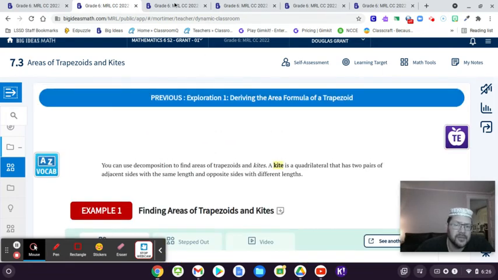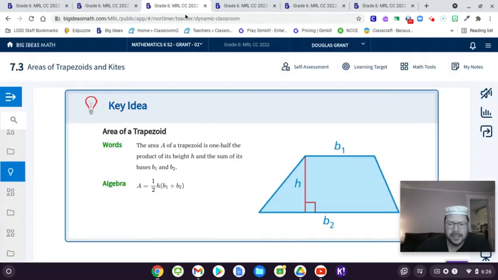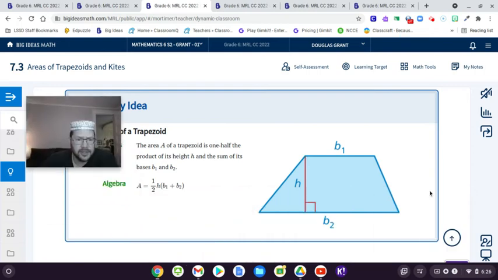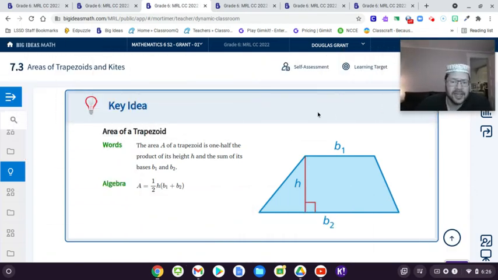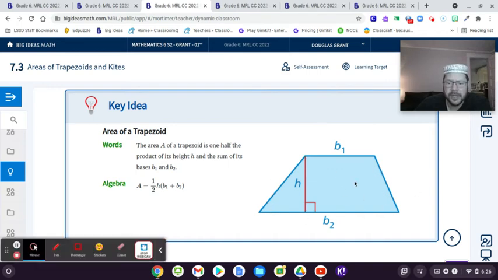Let's jump into how to find the area of a trapezoid. This is what you're going to add to your notes. Let me find a place to move myself. Oh, that's a good spot right there. All right, so here for a trapezoid, we have one pair of parallel sides. B1 and B2, the bases, are parallel to each other, but the other sides aren't. So this is a trapezoid.